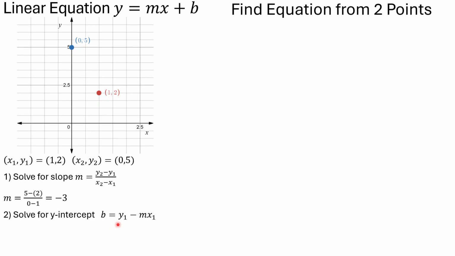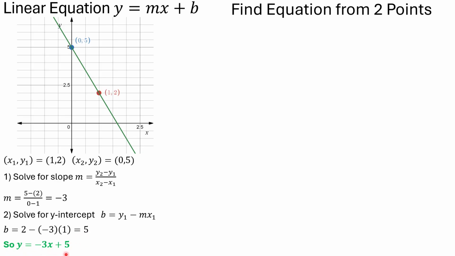So if I use point 1, I'll plug in y is 2, m, my slope, is -3, which we just solved for, and x1 is 1. So I get 2 minus -3 times 1, or 2 plus 3, is equal to 5. All right, so that matches our y-intercept, and that means our linear equation is y equals m, which is -3, x plus our y-intercept 5.